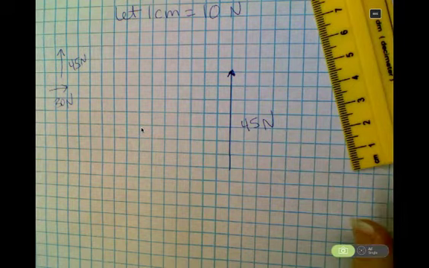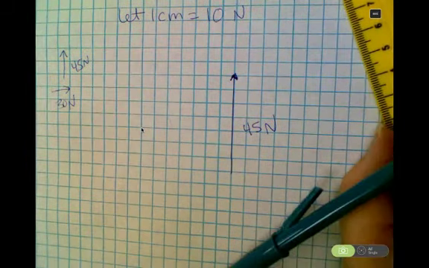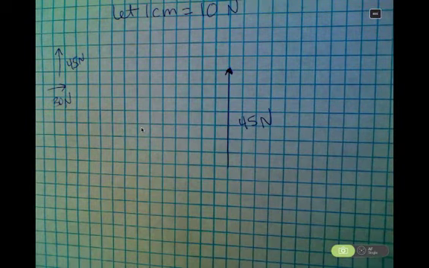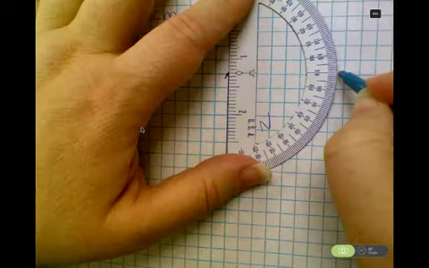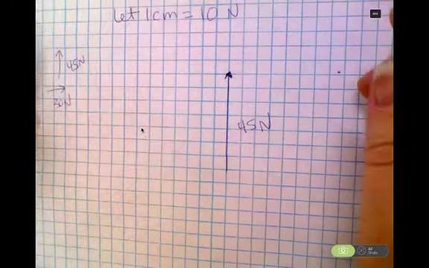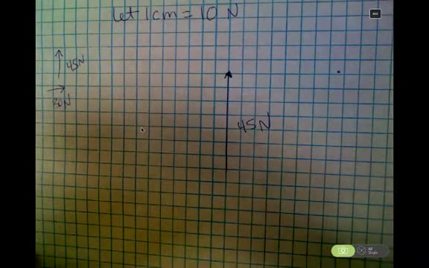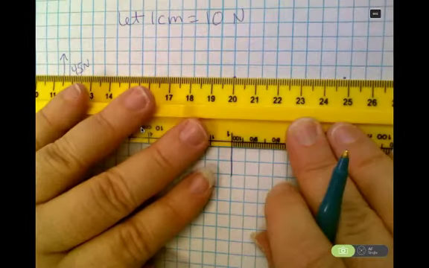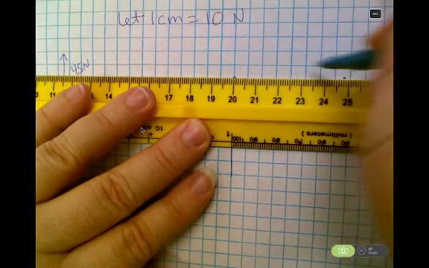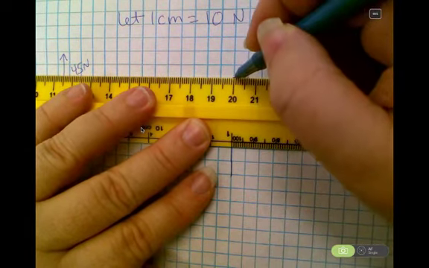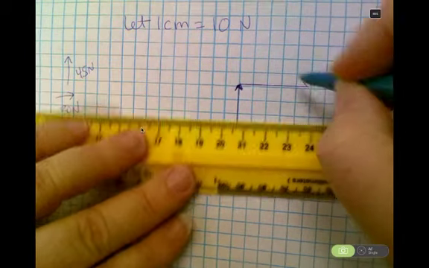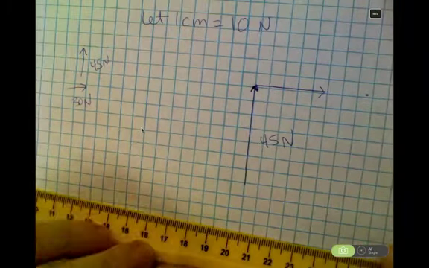Now I'm going to add to that my 30 Newton vector. And remember, when we add vectors, we add tip to tail, and it's going east. So if I get my protractor, okay, mark out my 90 degrees. I'm going to go 3 centimeters. Yeah, this is mine. Okay, so if we measure 3, I've lined up my 90 degree mark. I'm going to measure over 3 centimeters to represent my 30 newtons.